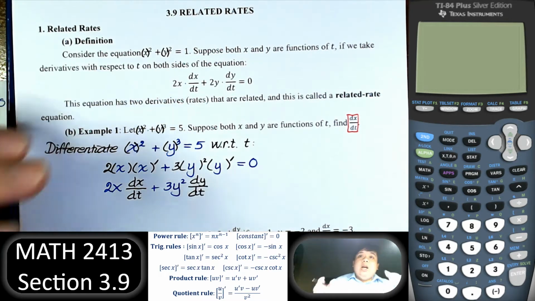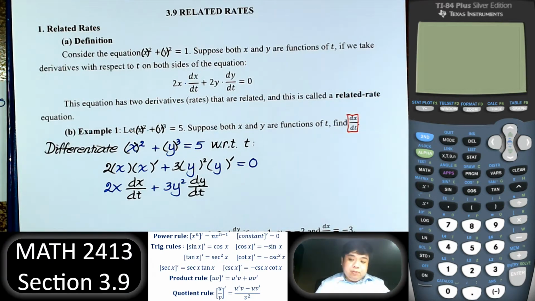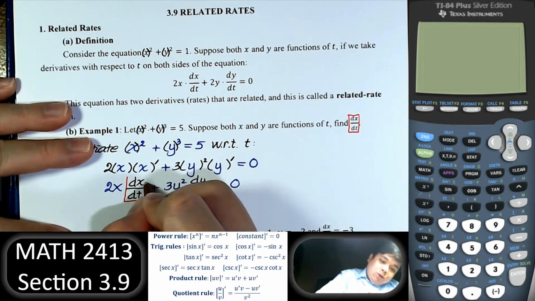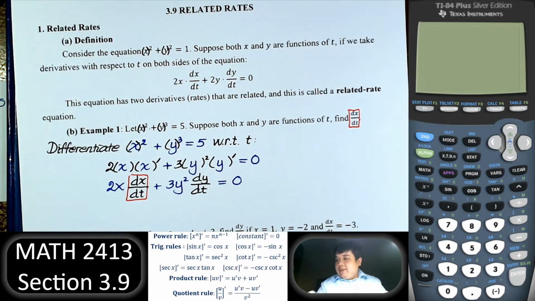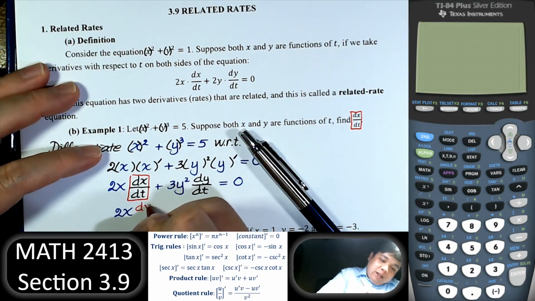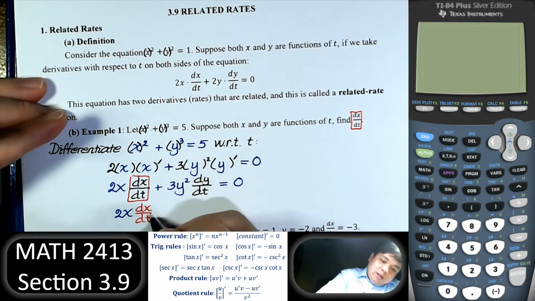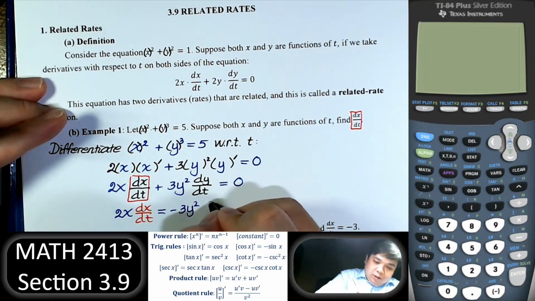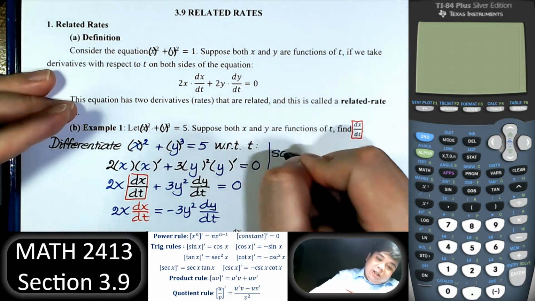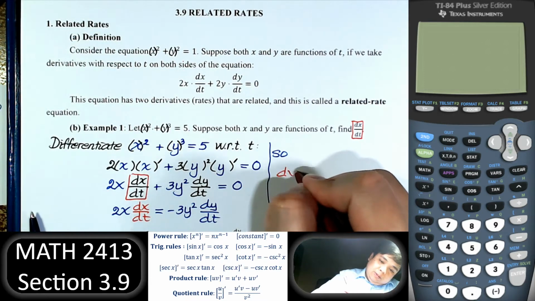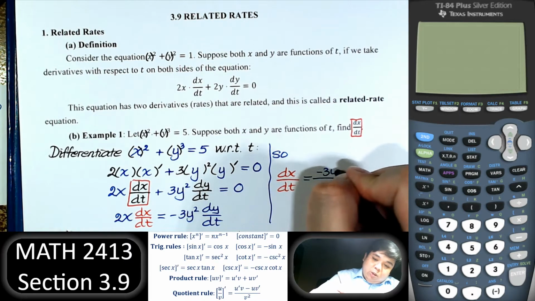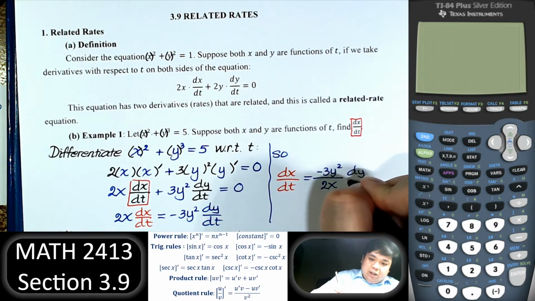So we want to be more specific about which one is a variable, which one is the independent variable. And in this case we solve for dx over dt, derivative of x with respect to t, move that to the other side and divide by 2x. So we have 2x dx over dt, move that to the other side, so divide by 2x on both sides, and we are done. So divide that over negative 3y squared 2x dy dt, dy over dt.